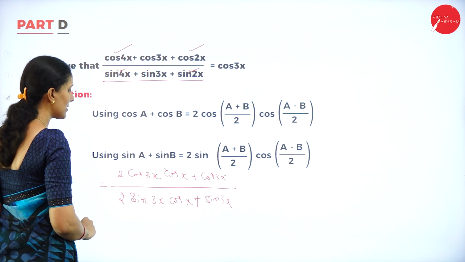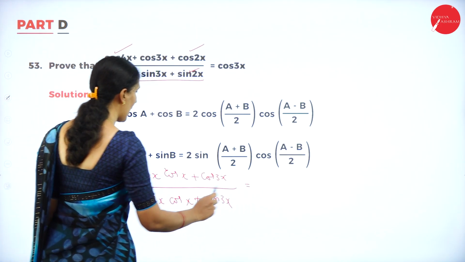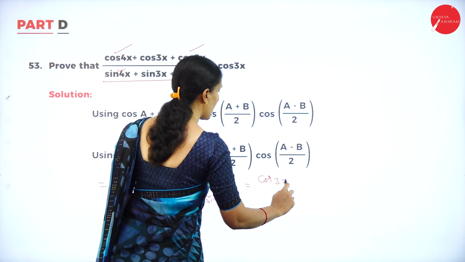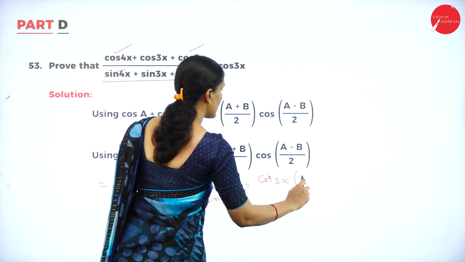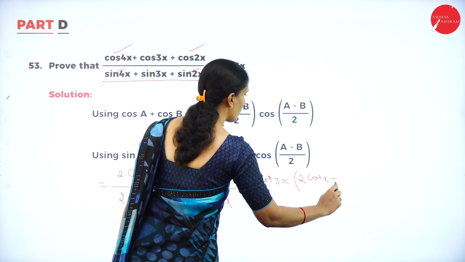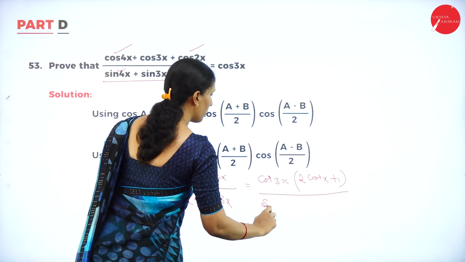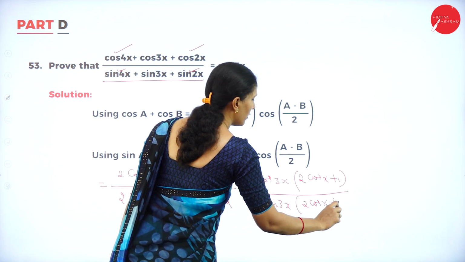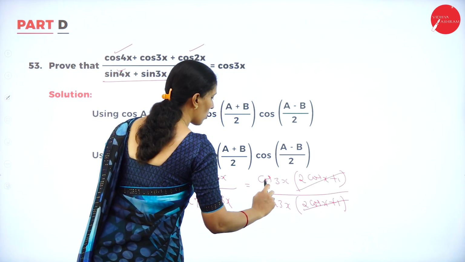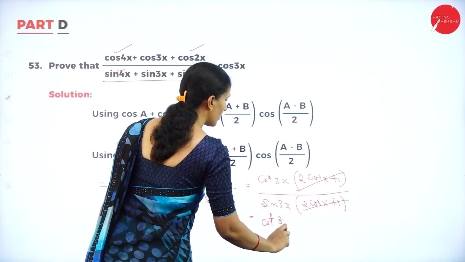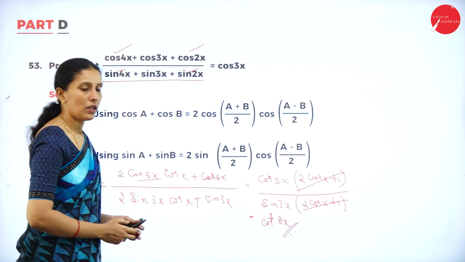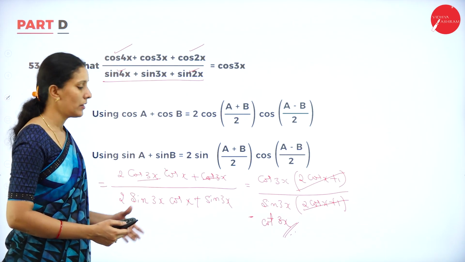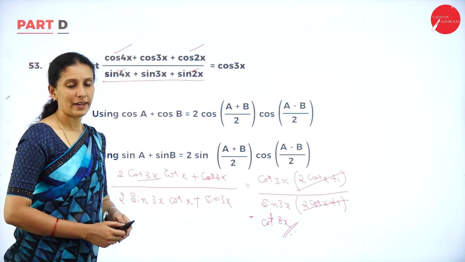What I can take as a common factor here is cos 3x outside. If you take cos 3x outside, you will get 2 cos x plus 1. Similarly, in the denominator, if you take sin 3x, you will get 2 cos x plus 1. You can cancel this. Cos by sin is nothing but cot 3x. Hence, the result is proved. So just using the transformation formula, whichever is required for the problem, you can prove the result.